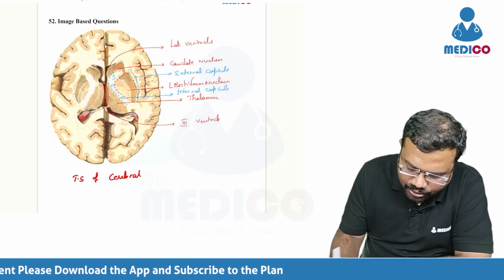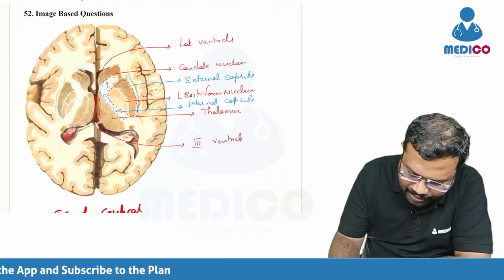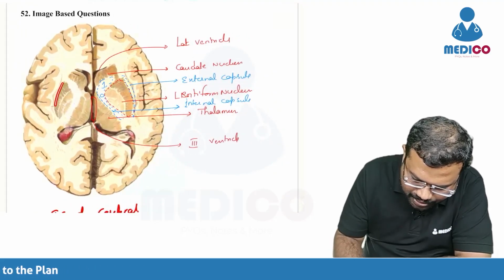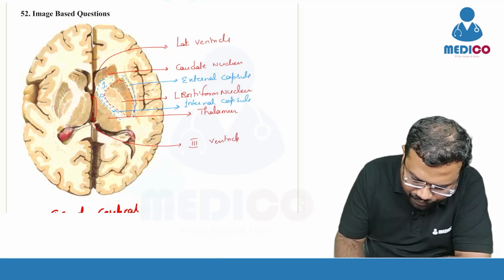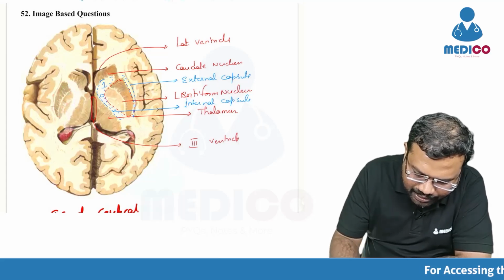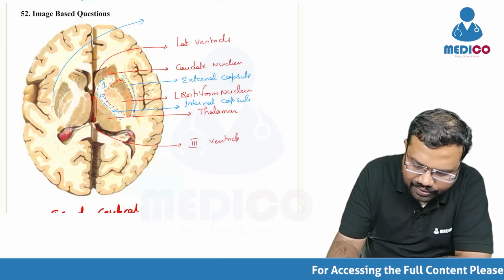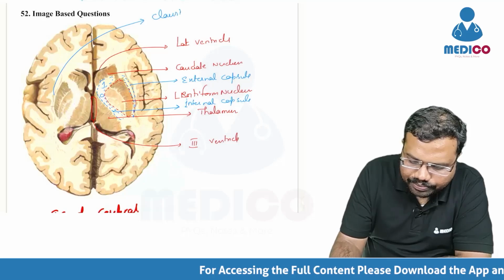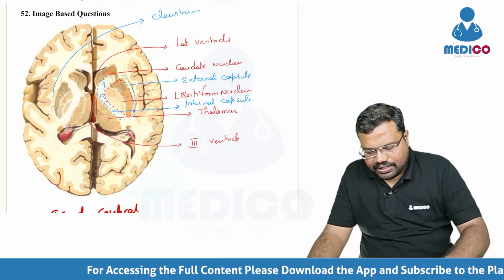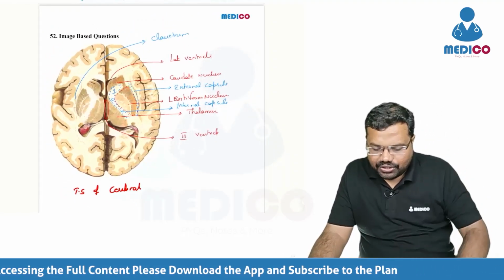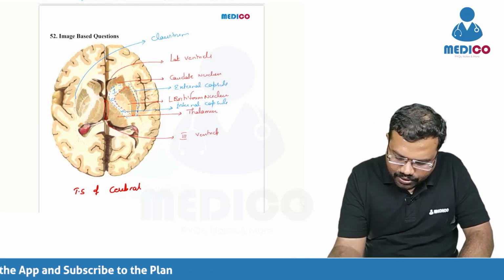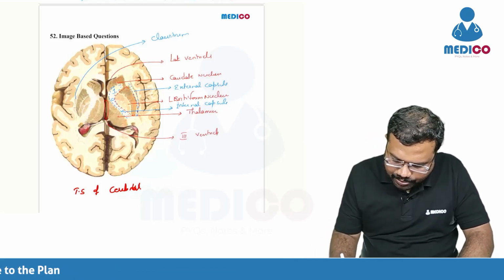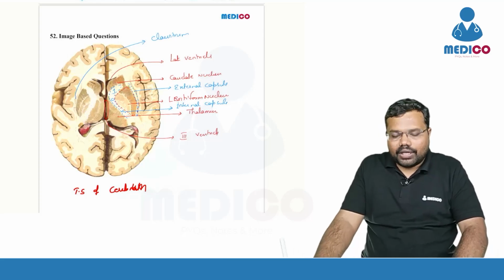And further lateral to the external capsule we have gray matter. This is the lentiform nucleus, this is the internal capsule and this is the external capsule. Further laterally we have another gray matter, and that gray matter is called the claustrum. These are the sections and images you can be asked to identify in a TS of the cerebrum, transverse section of cerebrum. Okay.